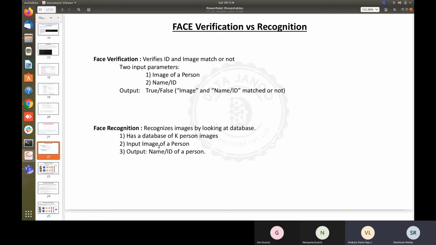So we have seen VGG16, right? We did a cat and dog classification model. Can we do face recognition models with VGG16?